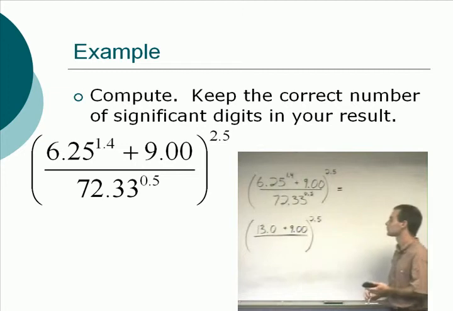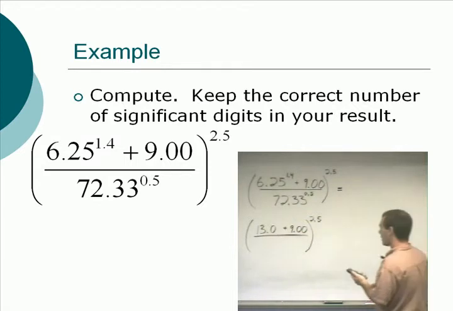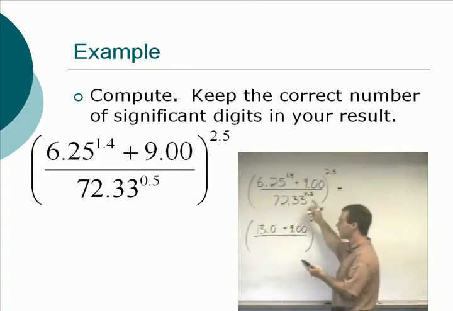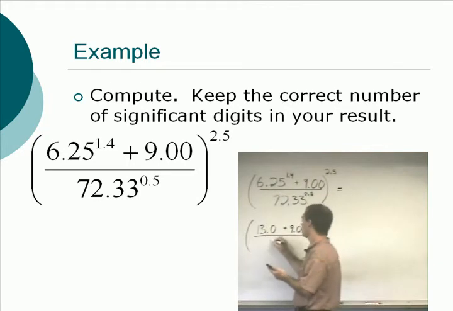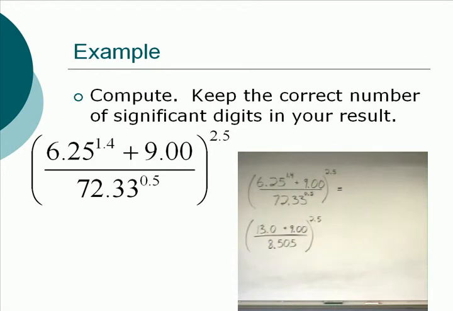Now to that we're going to add 9.00. Let's figure out what the bottom value turns out to be here just to save a little bit of writing. 72.33 to the 0.5 power. We can keep 4 significant digits when we evaluate that. Let me know if you match this. I have 8.505 when rounded. Okay, good. 8.5047 is what it is before rounding.